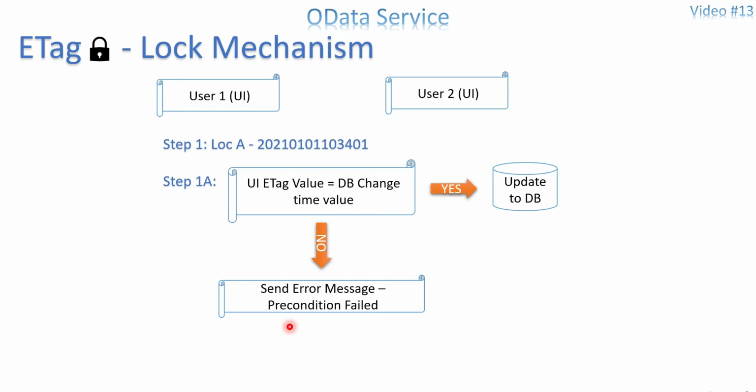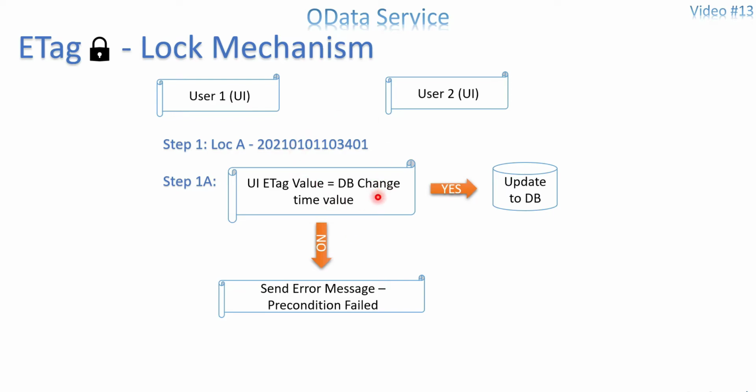Precondition failed means whatever value you are sending, the timestamp, does not match or is not currently available in the database table. The reason may be that it was updated by some other user. So we are not able to process your request. You have to read the recent data from the database table and update it back again with the new ETag value.